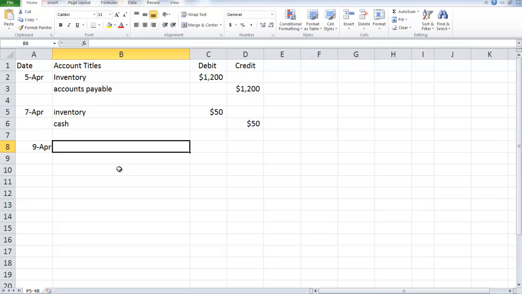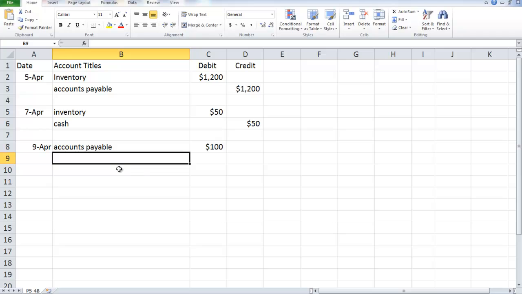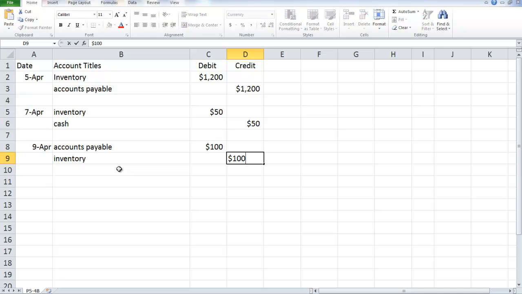Then on April 9th, it says they received credit from Innova for merchandise returned for $100. So Ben is going to get a credit for the inventory return. So we reverse a portion of the initial transaction for the amount that was returned. So we debit accounts payable and we credit inventory for $100.